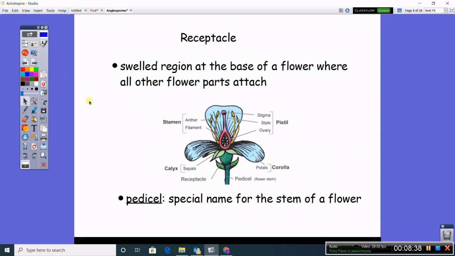Okay, a couple other terms. You've got a receptacle, which is just this swelled region at the base of the flower. So notice that it's kind of like the anchor for a lot of the other flower parts. So the ovary is usually going to sit above it. You've got your petals there. You've got your sepals. And then the receptacle is typically a swelled region that's right below the sepals. And then the pedicel is just a fancy name for the stem. And again, if I ever go too fast, please just pause it.